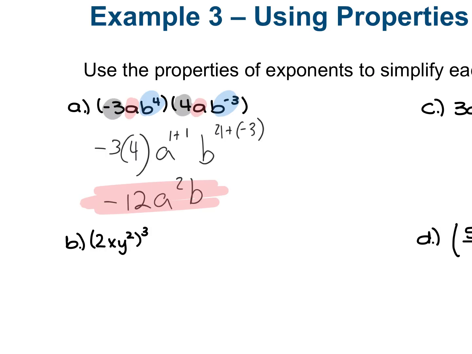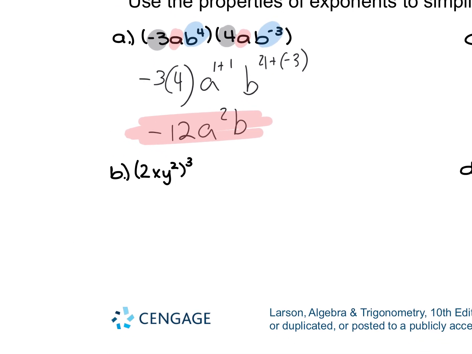For B, I'm going to actually be using the properties 5 and 6 because I am distributing that exponent into all of these terms. So I end up with 2 to the 3rd power, x to the 3rd power, and y to the 2nd times the 3rd power. So I end up with 8x cubed, y to the 6th power.